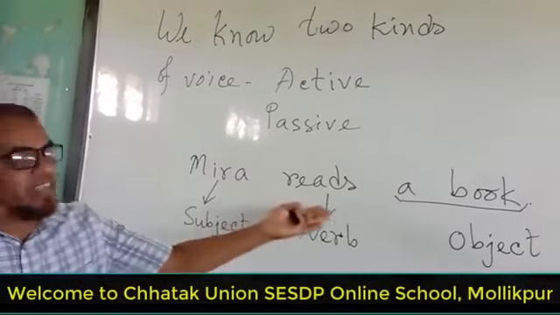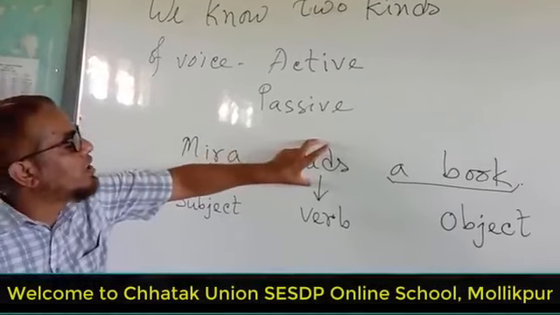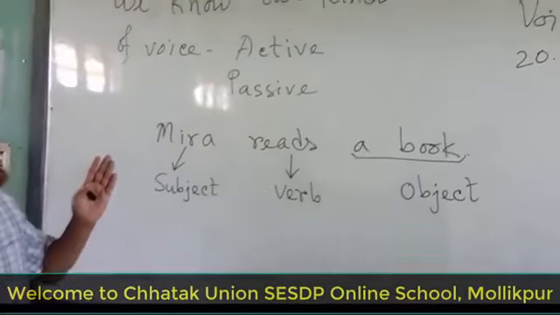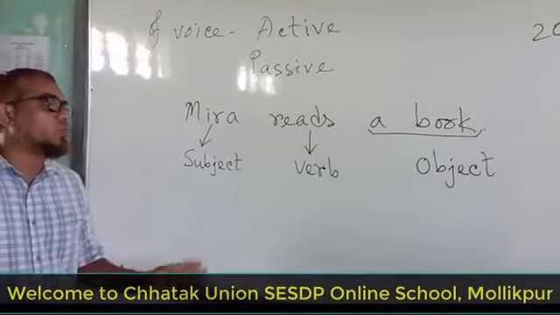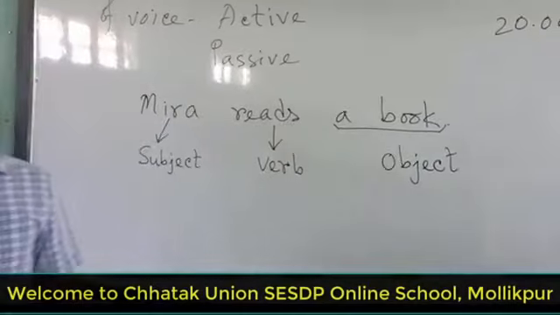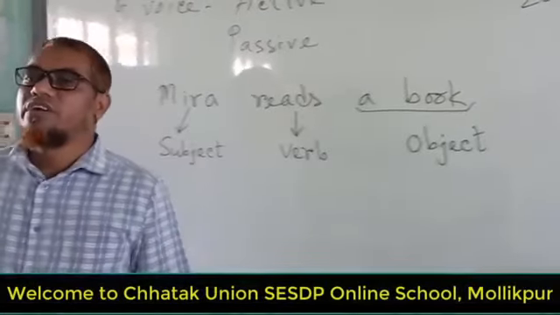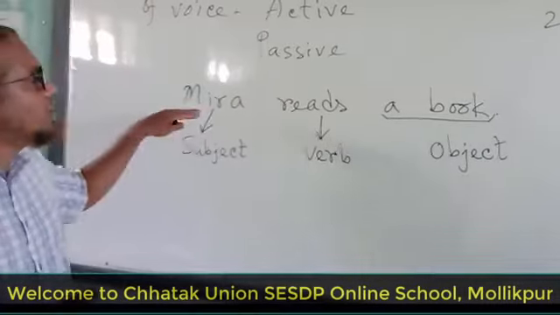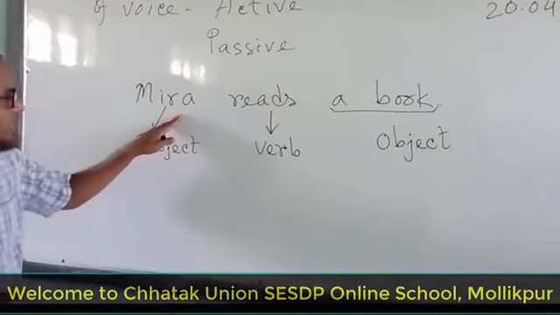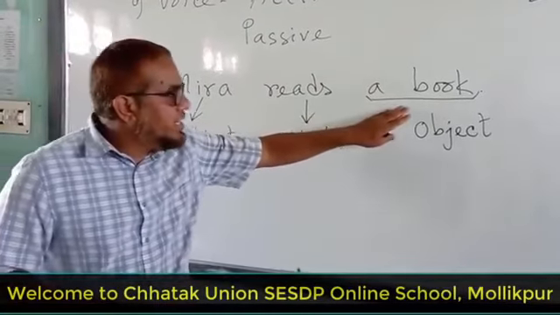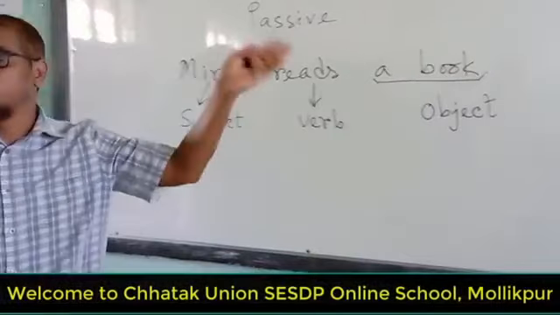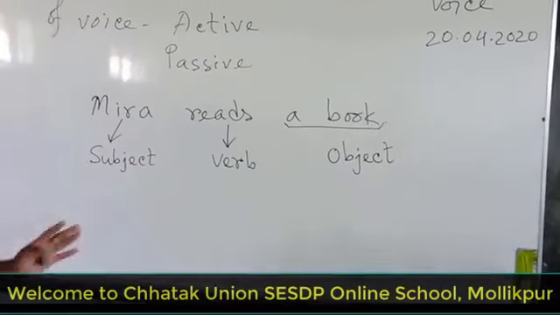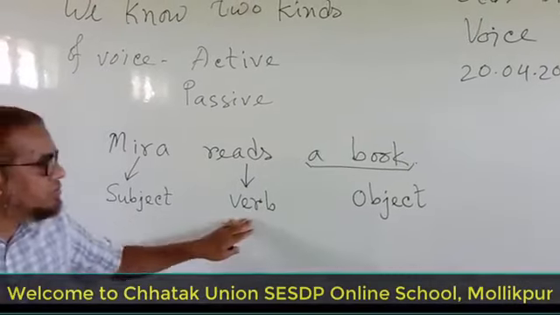Then there are three parts of this sentence. One is subject, another one is verb, and the last part of this sentence is object. When we have to change active voice to passive, we should know all these three parts of the sentence. Otherwise, we won't be able to change active voice into passive. So please try to remember these three parts of the sentence. Subject, verb, object. There may be extra parts or extensions, but we should find out these three parts of the sentence. Subject, verb, object.